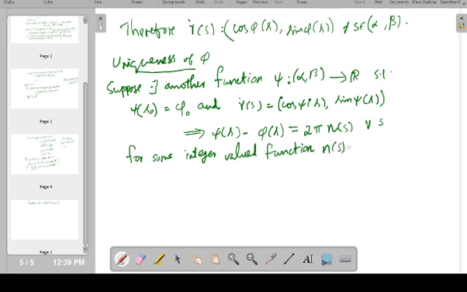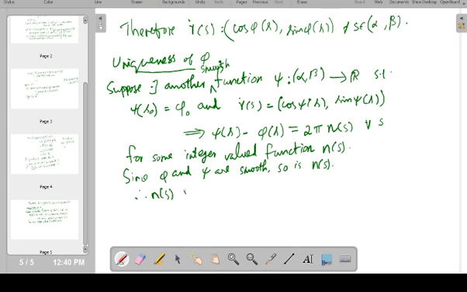But my phi is smooth. Similarly, in the assumption to prove uniqueness, I have to assume that this psi is also smooth, which I forgot to mention. So both phi and psi are smooth. That means their difference is smooth. That means n is smooth. Since phi and psi are smooth, so is n of s. Smooth functions are continuous. Therefore, n of s is continuous.